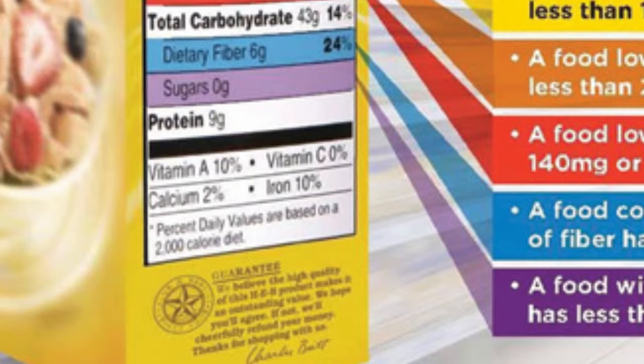On the right-hand side of the label, it's got percentages. It shows you what percentage of that particular nutrient would fit a 1,200 calorie diet or a 2,000 calorie diet. But more than that, you want to just pay attention to those little categories: fat, carbohydrates, and protein.